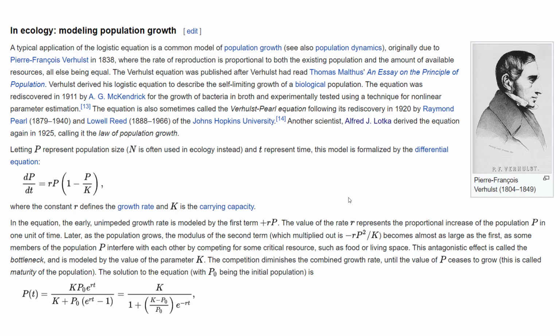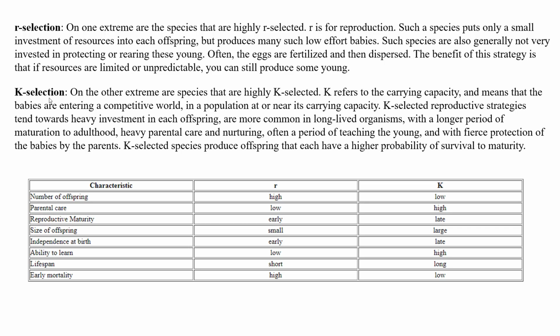All right, and then I also mentioned R and K selection from biology. R and K selection is a spectrum of selection strategies for species. So R selection is a selection strategy where you don't rely on the environment to sustain your young in order to be able to reproduce themselves.